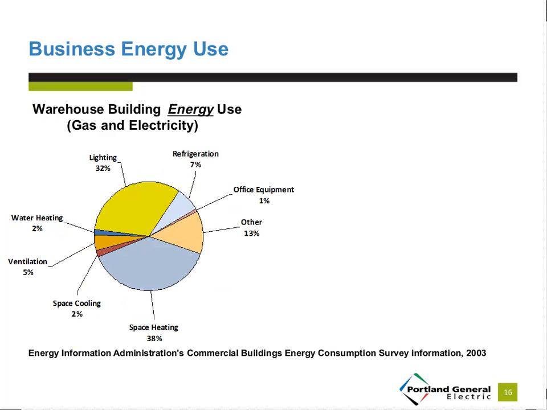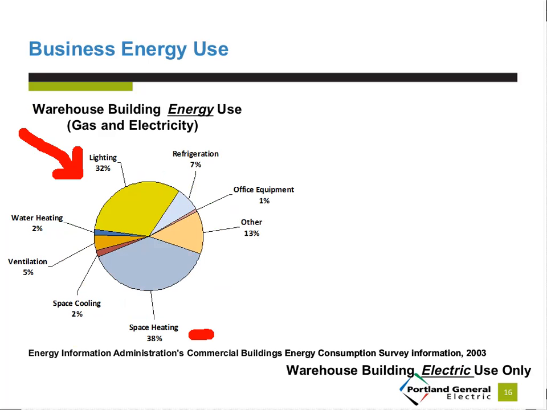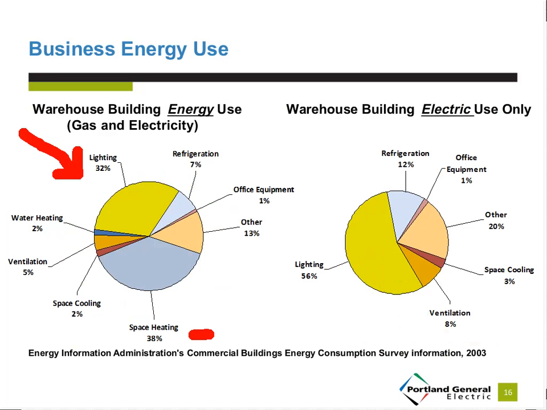Warehouse building energy use. So energy managers out there that are listening, this is probably your profile. Lighting is at 32%. Your space heating is going to be significant for a warehouse. The other ones aren't as significant. And that's with gas and electricity. But if we just look at electricity only, you're over 50% for your lighting.